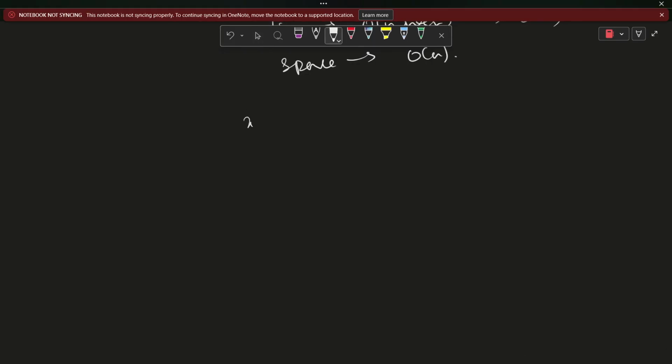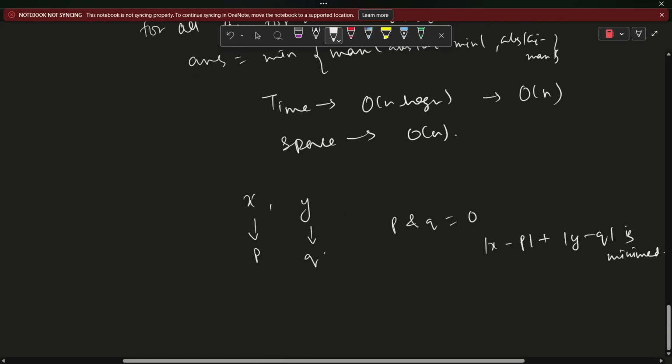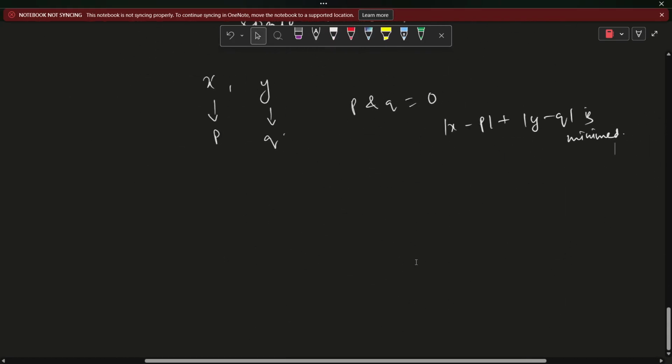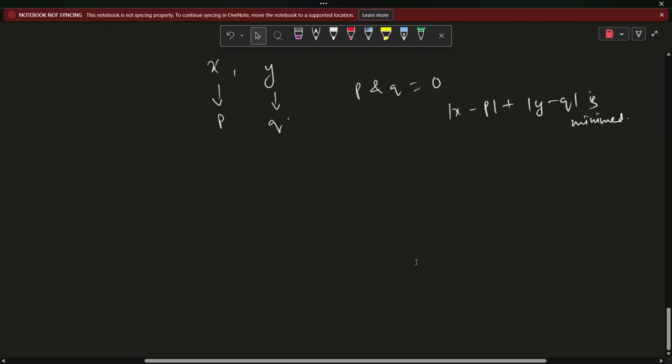So we are given some x and y. We have to transform this x into p and y into q, such that the AND of p and q is exactly equal to 0, and the summation of |x minus p| plus |y minus q| is minimized. So what would be the best way to do it?